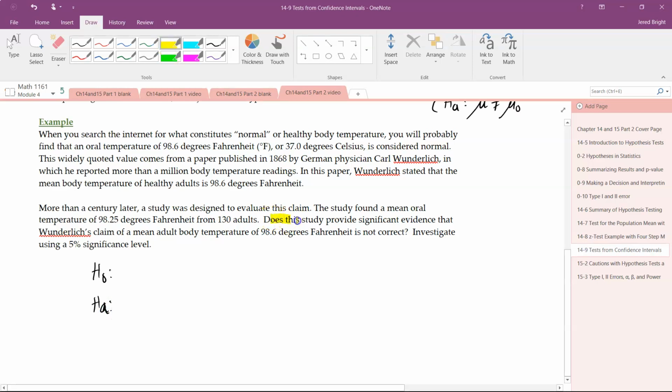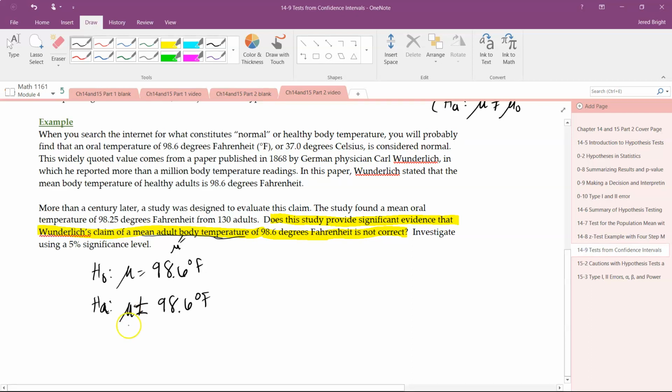So the question is, does this study provide significant evidence that the mean temperature is not correct? And so the way we translate that into symbols is equals versus not equals. The null is always equals. The default idea here was that it was 98.6 degrees Fahrenheit, and then this is 96 degrees Fahrenheit as well. And I'm going to be lazy and just say mu is defined as the mean adult body temperature, so I don't have to write it all out.